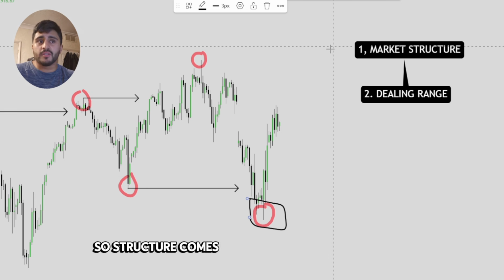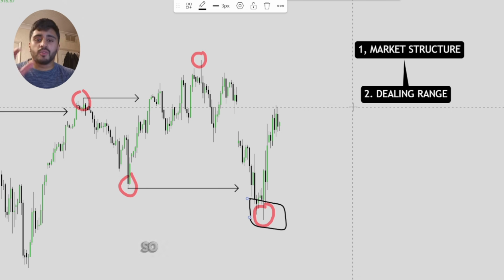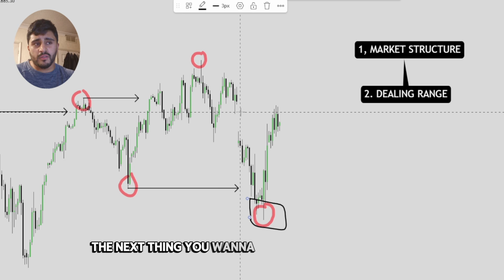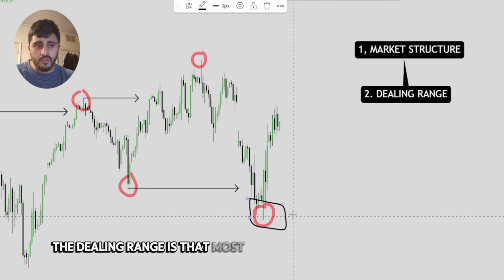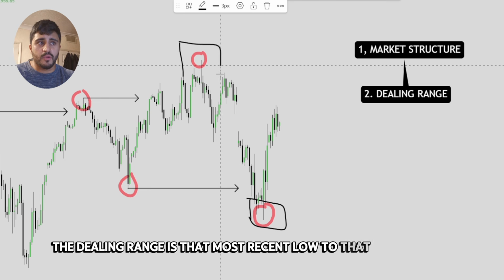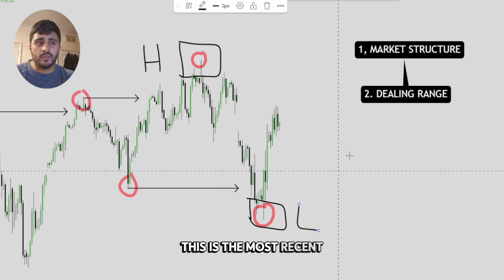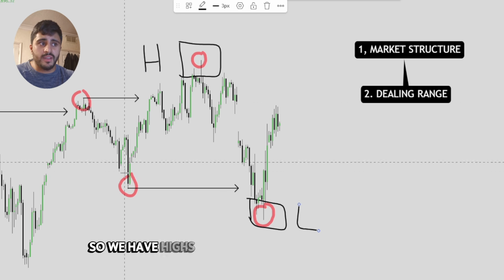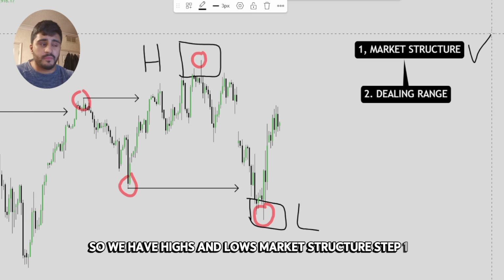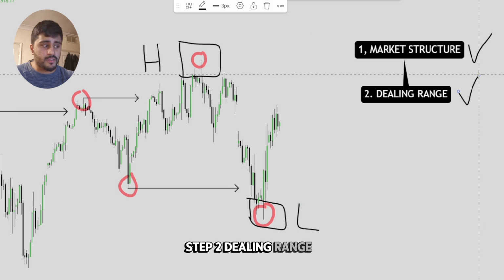So structure comes first, then we go for dealing range. Once you have the market structure, the next thing you want to look for is the dealing range. So dealing range is that most recent low to that most recent high. This is the most recent high. This is the most recent low. This is the dealing range. So we have highs and lows, market structure, step 1, right? Step 2, dealing range, okay?